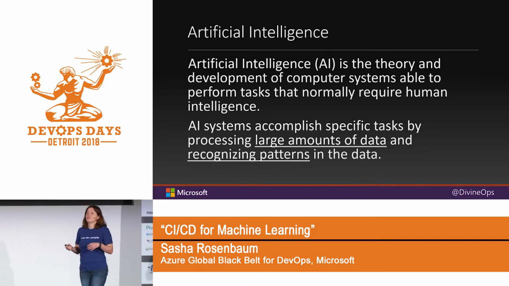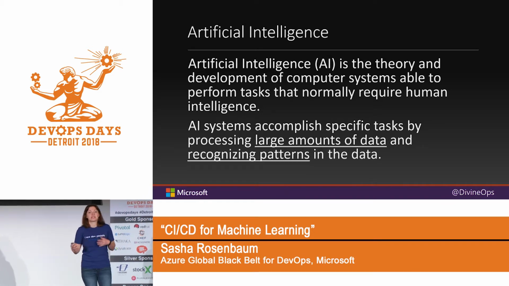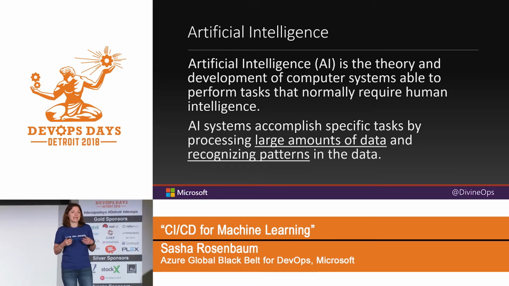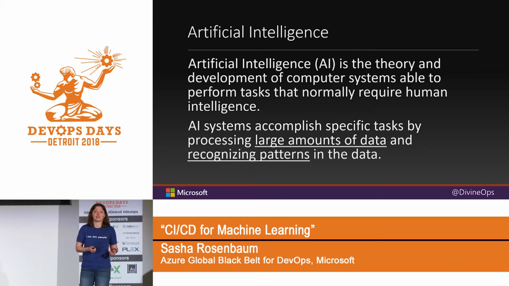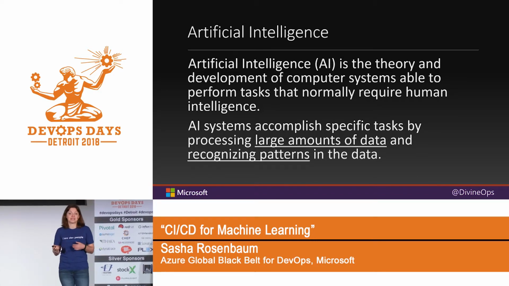So anything from image processing, natural language processing, translation, things like that that we think of as complicated tasks. This is something, if we can do this with machines, then we call it artificial intelligence. And then AI systems usually do this through processing large amounts of data and recognizing patterns in that data. Right? So that's probably the most important thing in artificial intelligence.